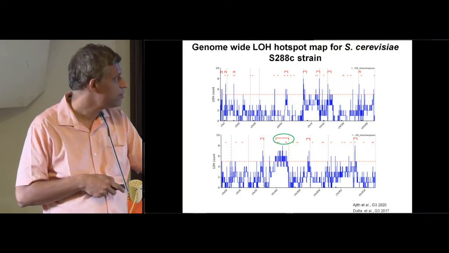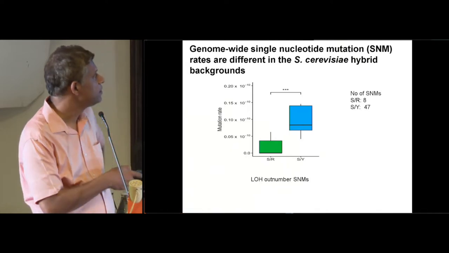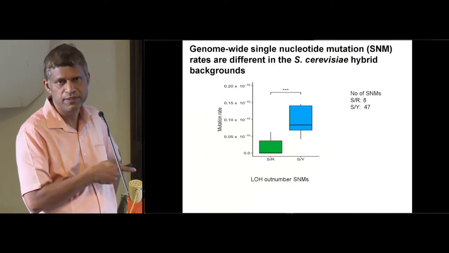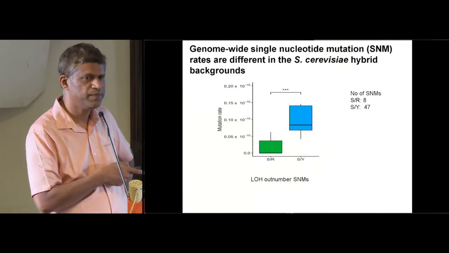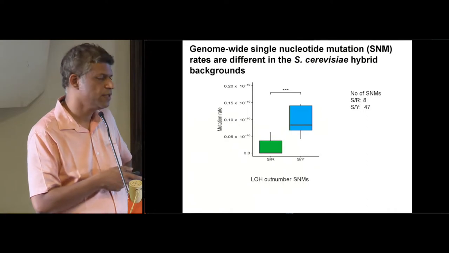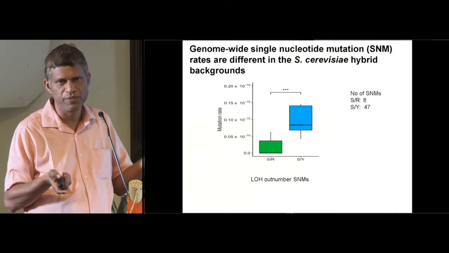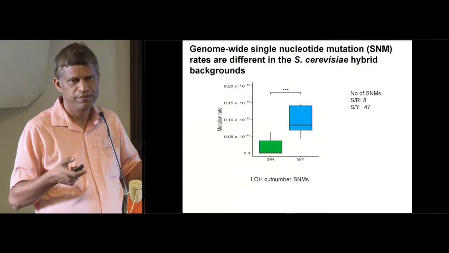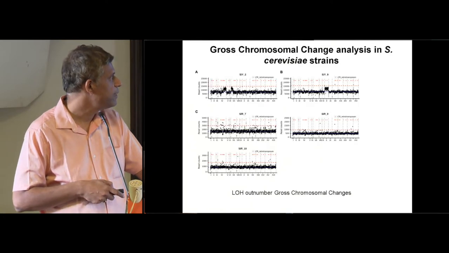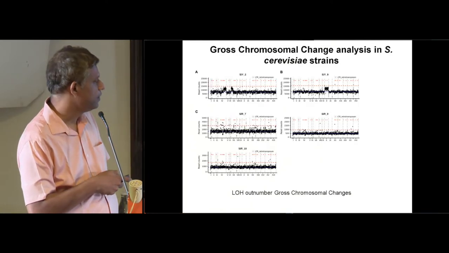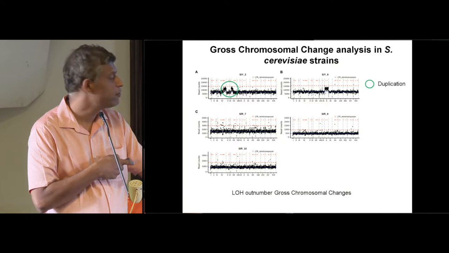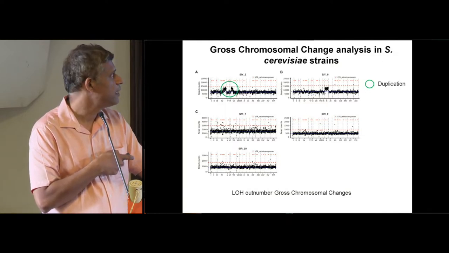While we were doing all this work, one more thing I want to mention. We also looked at the other kinds of mutations, the single nucleotide mutations, SNMs. Those were less abundant compared to the LOH. In SR, we saw 8, and in SY, we saw 47. Of course, there is a strain-specific effect. Some backgrounds show more mutations than others. But in general, the number of such independent events was much less than the number of LOH events that we saw. The same thing when you look at gross chromosomal changes. We found evidence for segmental duplications, where the read coverage is much higher compared to the average for the genome.